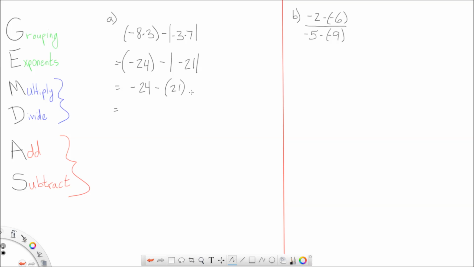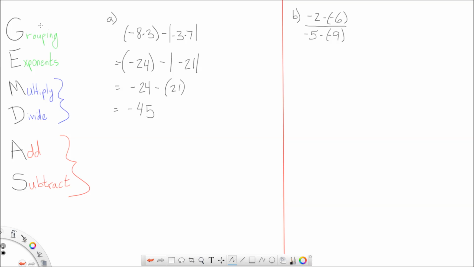So we're just going to add and subtract left to right. Well, minus 24 minus 21 gives us a negative 45. Alright, so here, since these groupings aren't containing each other, we just do each one separately. Alright, don't forget the absolute value gets rid of this negative sign, so we have negative 24 minus 21 gives us our final answer.